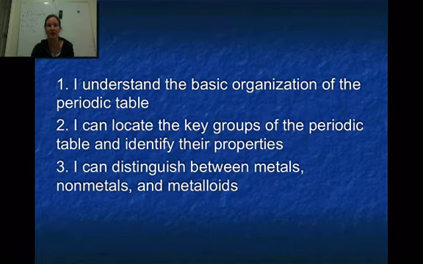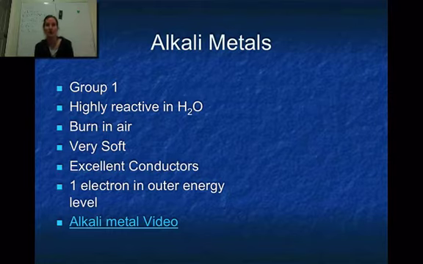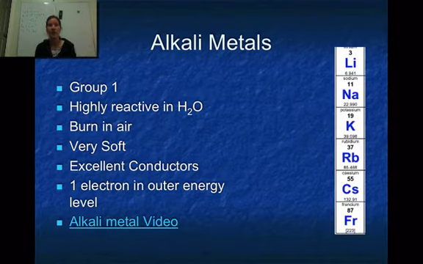Okay? So, what are the key groups on the periodic table? Well, the first key group that you should know about is the group called the alkali metals. They are group 1, meaning if you look at your periodic table, they are the column all the way to the left. Okay, so the columns are referred to as groups or families. So the alkali metals are lithium, sodium, potassium, rubidium, cesium, and francium.